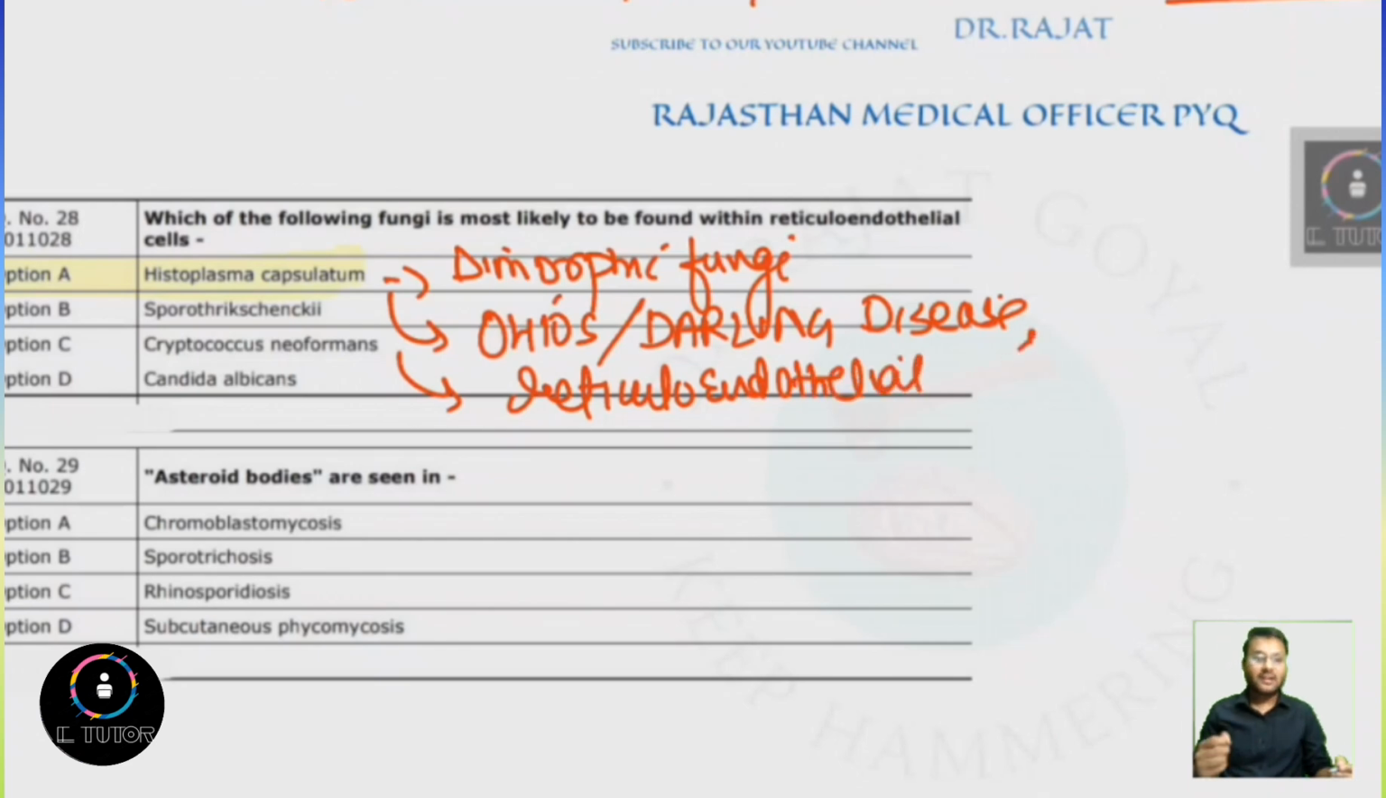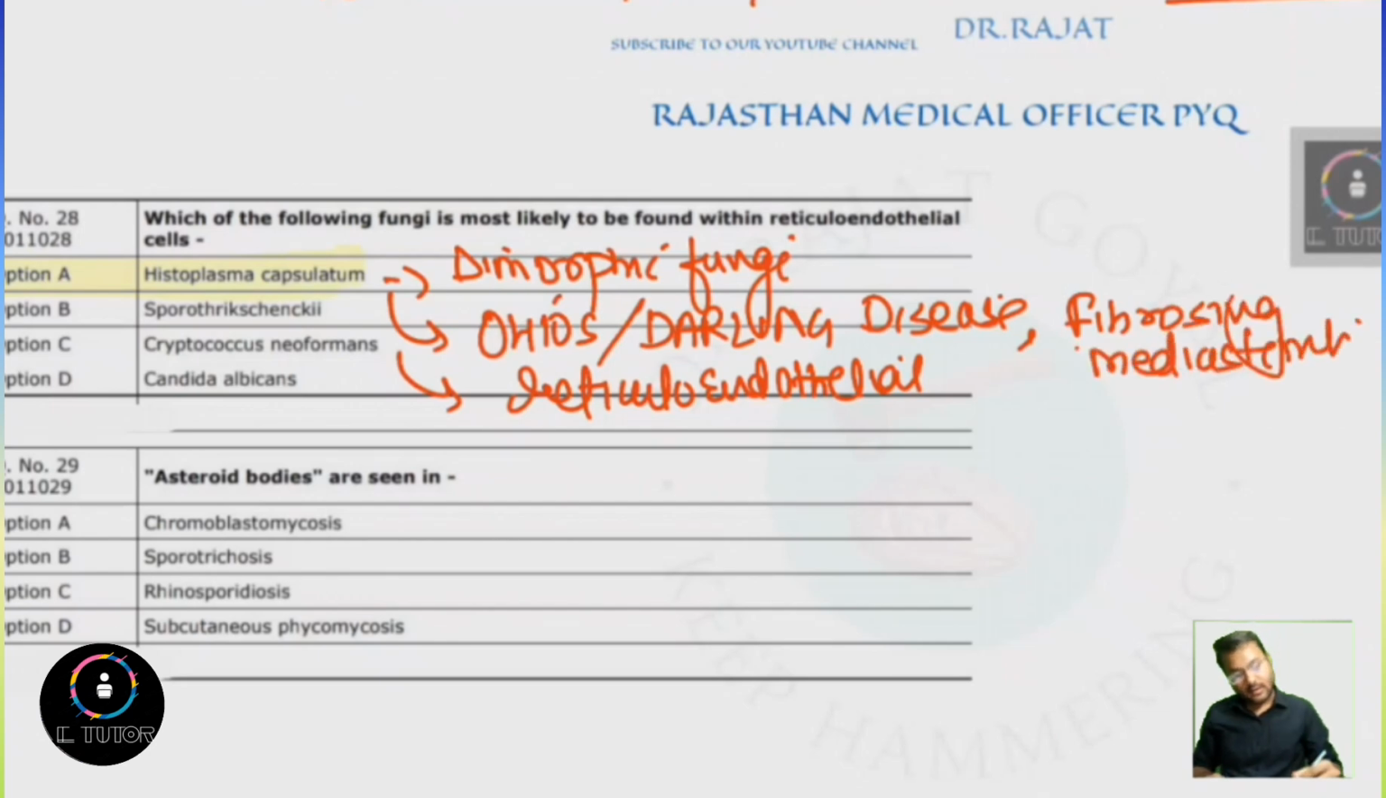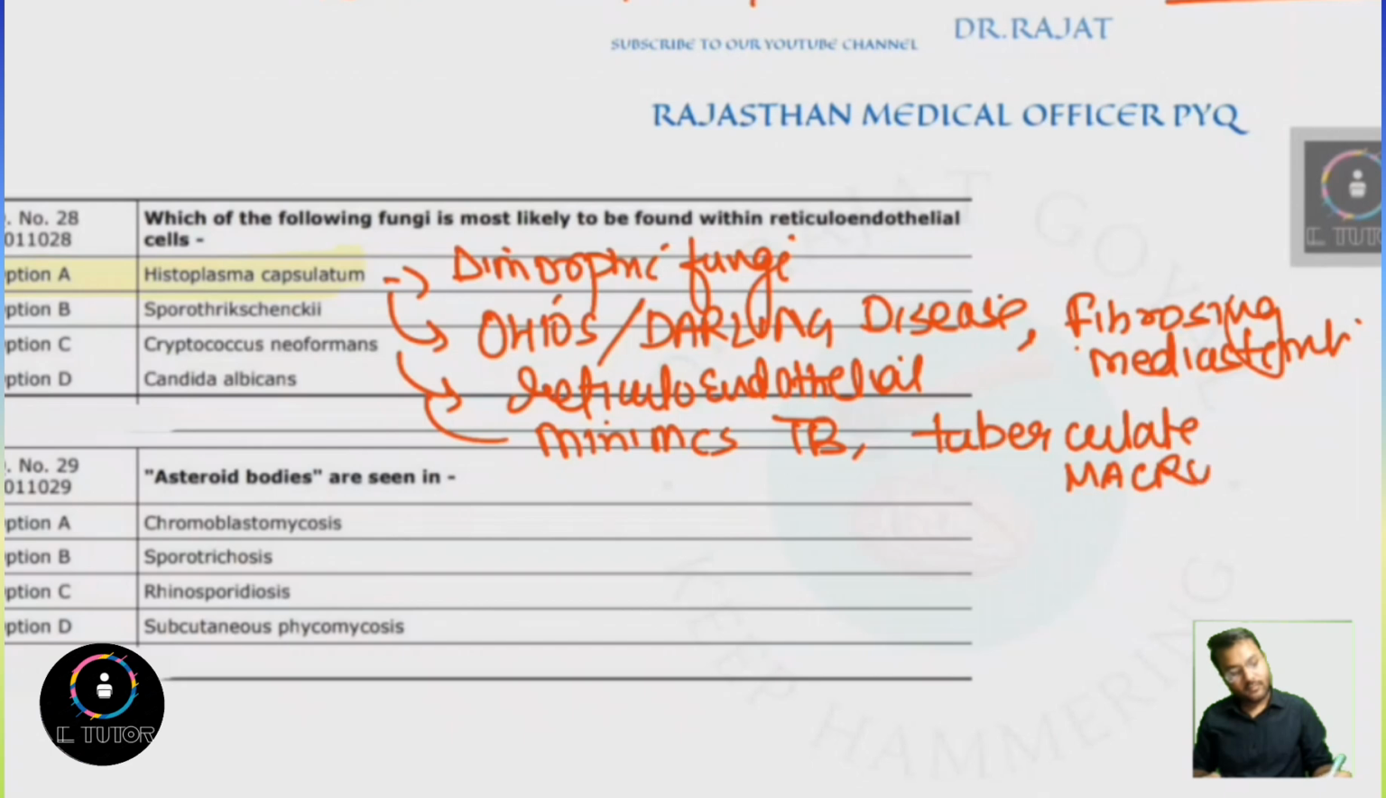Other thing that it causes is fibrosing mediastinitis. And it mimics TB. Also, it has tuberculate macroconidia. So answer here will be option number A, Histoplasma capsulatum.